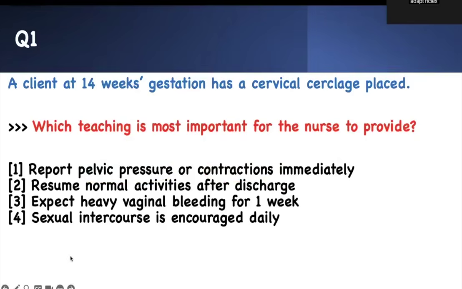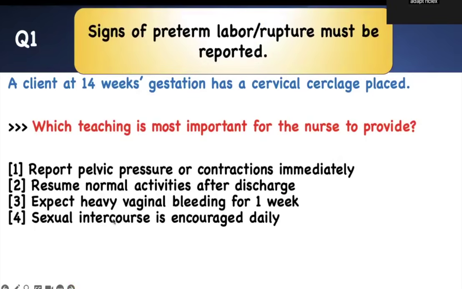That's the concept you should pay attention to. So when you see a question, think about labor as one of the things they should let you know. Therefore, we tell them to come in early before they go into labor. Signs of preterm labor or rupture must be reported as soon as possible.